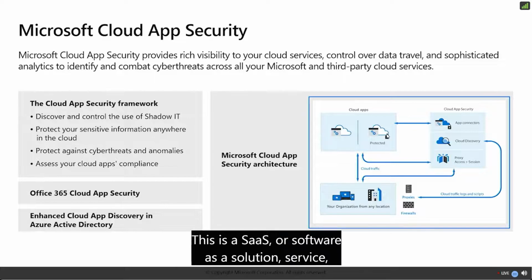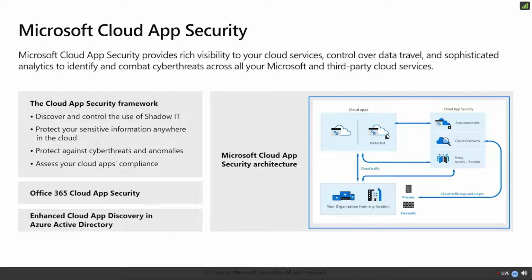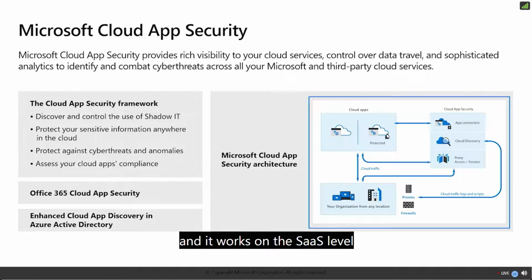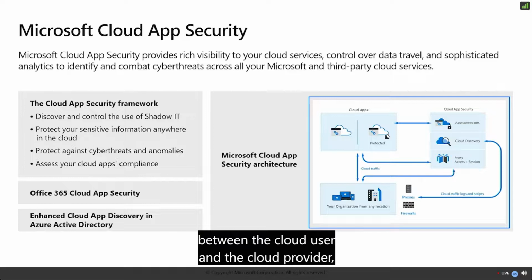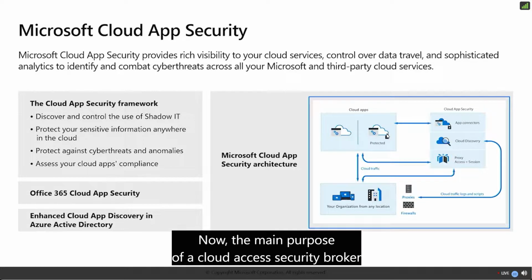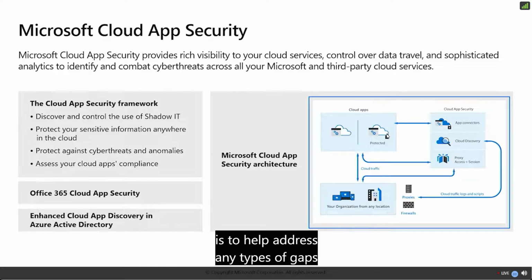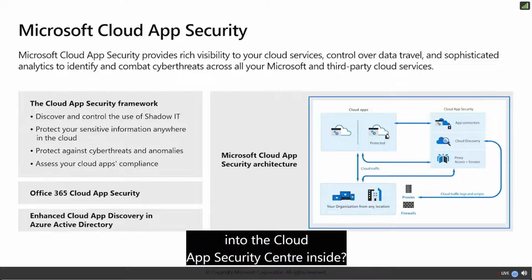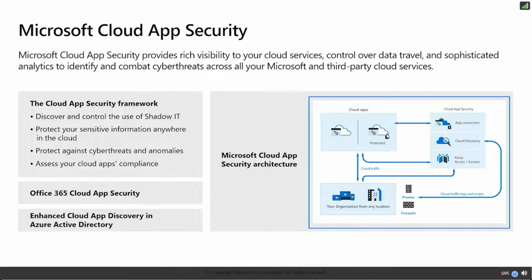This is a SaaS, or software as a service, and it works on the SaaS level between the cloud user and the cloud provider. And this is going to give your organization insight into your services and ultimately control on where your data goes and how it travels and who uses it. Now, the main purpose of a Cloud Access Security Broker is to help address any types of gaps by providing visibility and threat protection. So why don't we go ahead and log into the Cloud App Security Center inside.